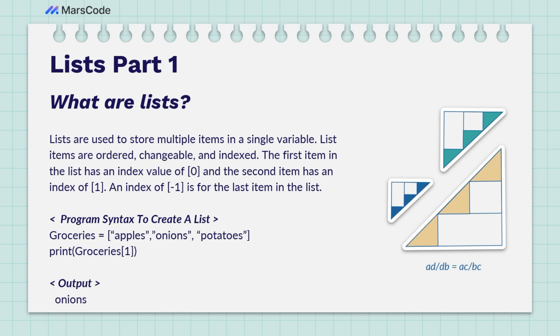So you notice now I'm printing the name of my list inside of my parentheses, and I'm putting an index position in the square brackets. So I'm printing groceries 1. What is that going to return for me? It's going to return onions, because onions is the one at the first index position. Remember that apples starts at 0, and then onions is 1, and potatoes is 2. So that's just how a list works.